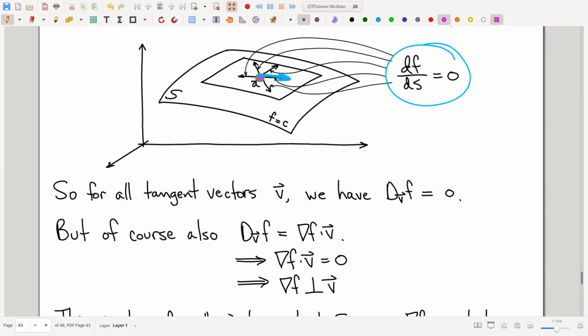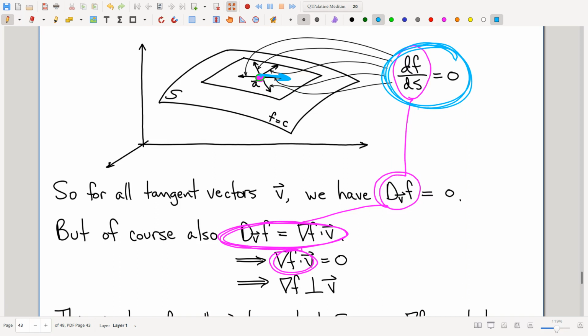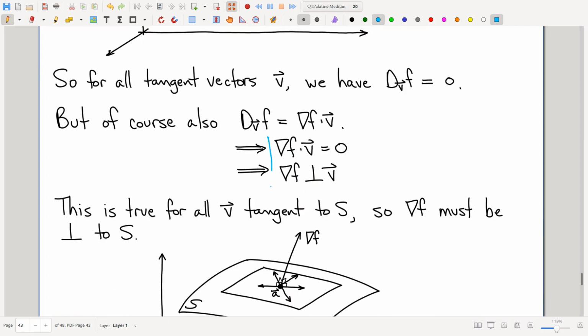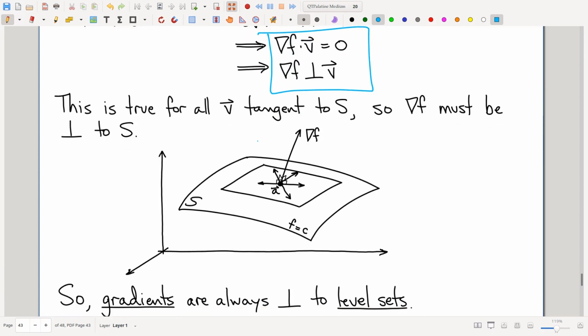So let's not forget about the fact that df ds is a directional derivative. Directional derivatives are computed by this dot product, and that means that if df ds is 0, that this dot product here is 0. And if that dot product is 0, well, that's a geometric statement in effect, right? Geometrically, dot product equals 0 means two vectors are orthogonal, and so let's interpret that.